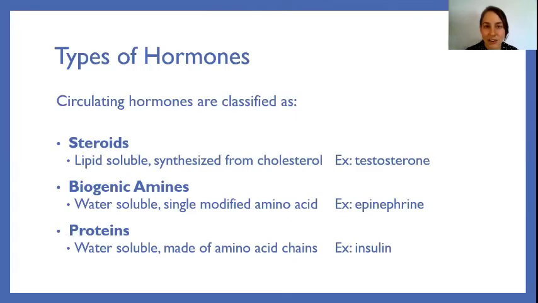Then we have biogenic amine hormones. These guys are water soluble, meaning they can dissolve in water. They are a single modified amino acid, so they're not very big. An example is epinephrine. Lastly, we have proteins. These are also water soluble, but they're made up of chains of amino acids. They're larger in size. An example of this is insulin. And we'll see more on the coming slides.